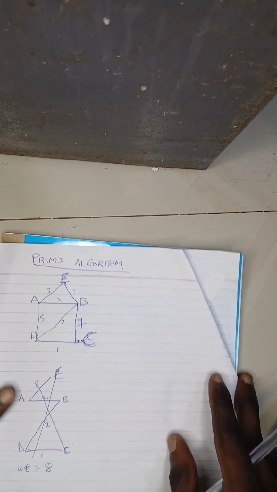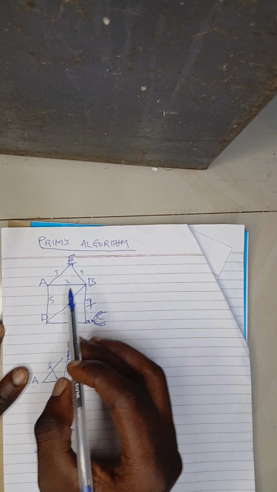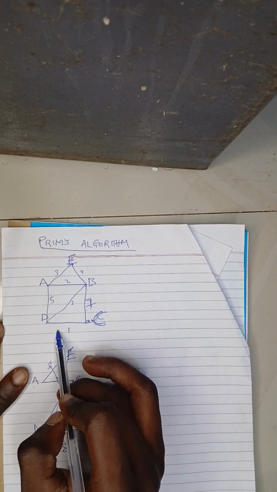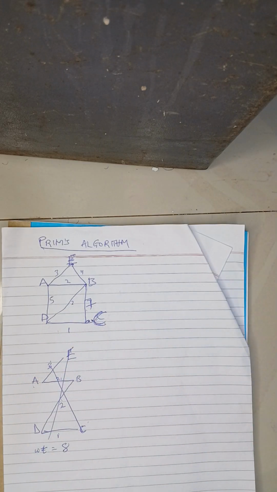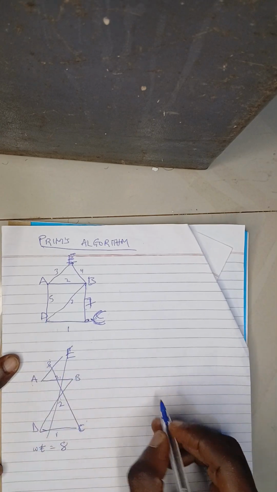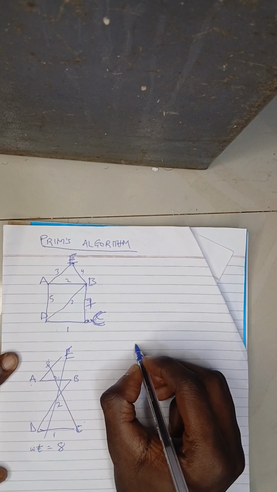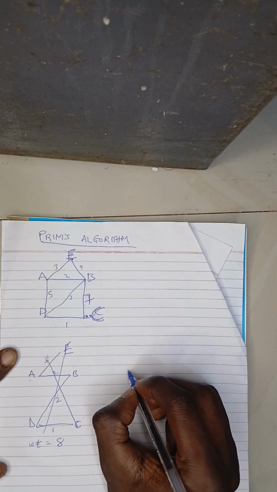Good. So let's do it this way. You have A, B, C, D, E. Good. You choose where you want to start from. In this case, I want to start from D. Let's start from D.